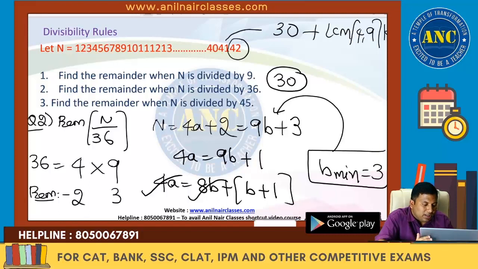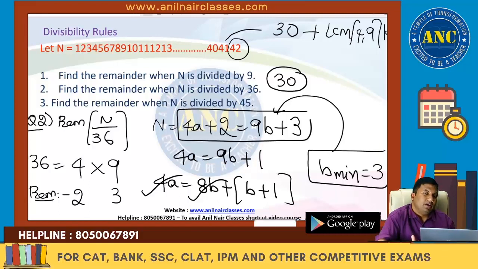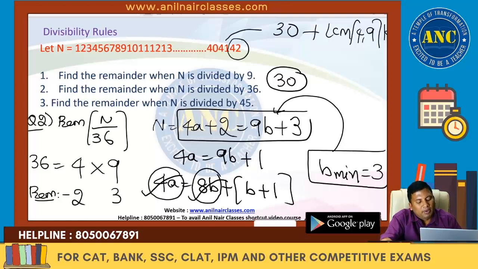4a plus 2. Please see this equation once again. 4a plus 2 is equivalent to 9b plus 3. 4a is 9b plus 1. 4a is 8b plus b plus 1. Divisible by 4, divisible by 4. b plus 1 should be divisible by 4. b minimum value is 3. Substitute the minimum value wherever the b variable is there. 9 3s are 27 plus 3, 30.